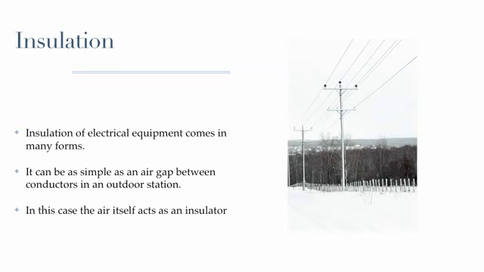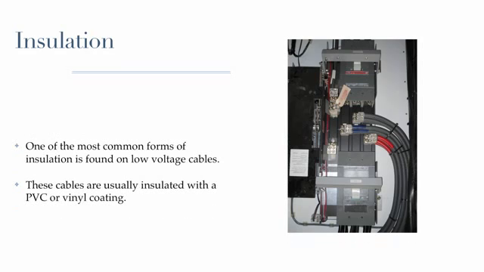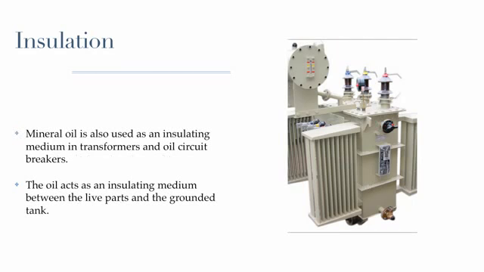Insulation of electrical equipment comes in many forms. It can be as simple as an air gap between conductors in an outdoor station. In this case, the air itself acts as an insulator. One of the most common forms of insulation is found on low-voltage cables. These cables are usually insulated with a PVC or vinyl coating. Mineral oil is also used as an insulating medium in transformers and oil circuit breakers. The oil acts as an insulating medium between the live parts and the grounded tank.